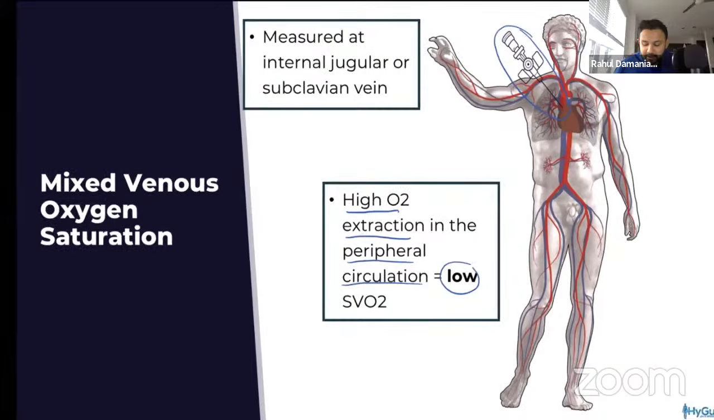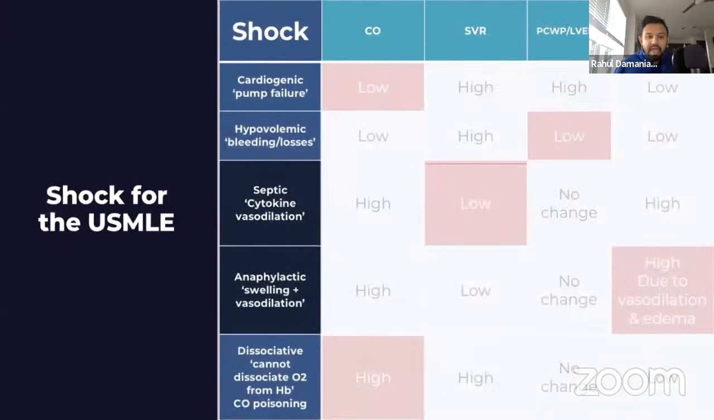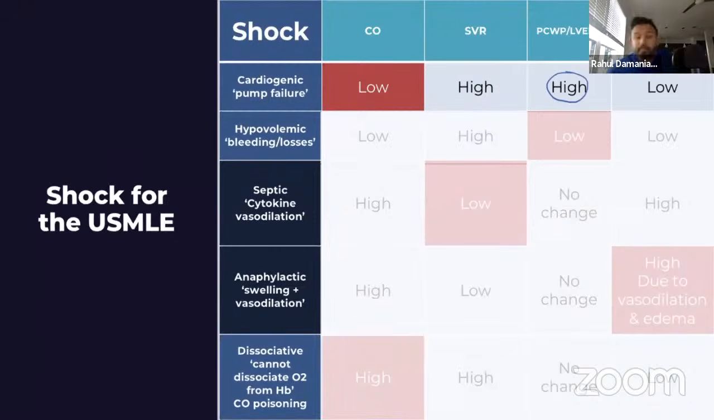Let's go ahead and build on this a little bit more and talk about the various types of shock for the USMLE. So we just talked about cardiogenic shock, and the strategy is figure out what is causing each of these shocks. So I said in cardiogenic shock, your cardiac output is low. Well, if your cardiac output is low, you are going to have backup, and that's why your pulmonary capillary wedge pressure is going to be high.